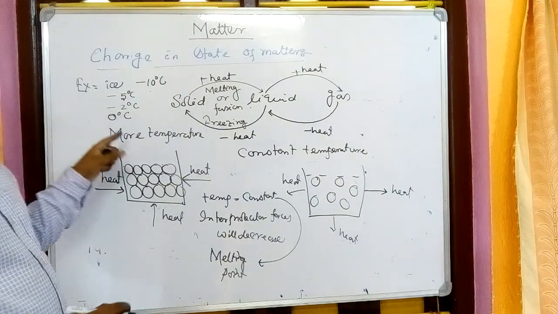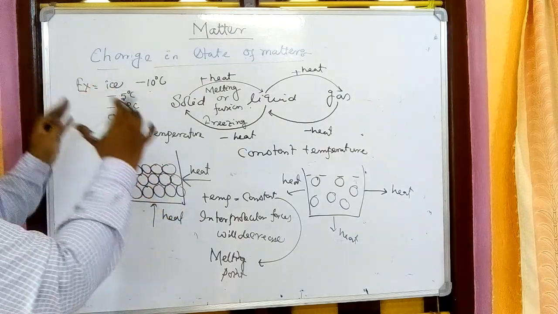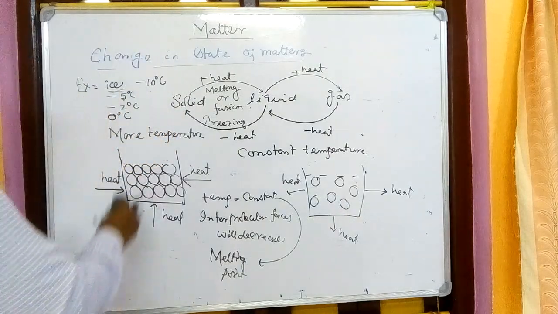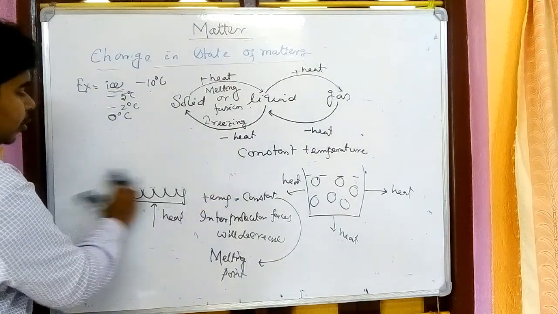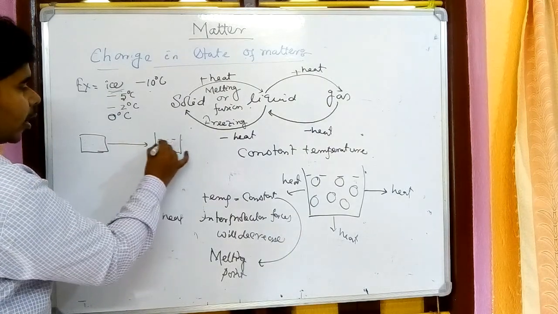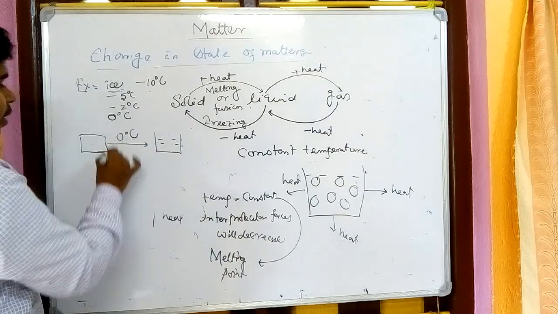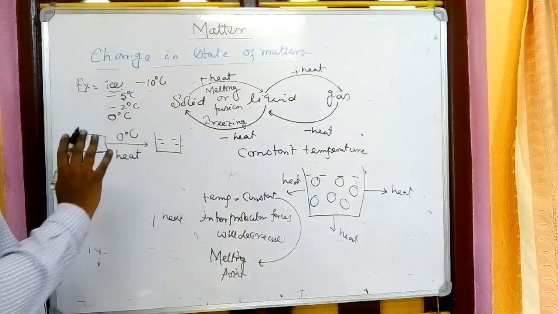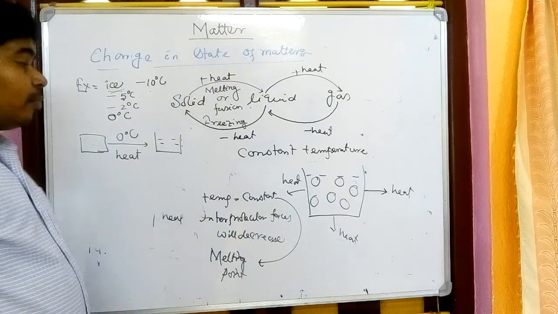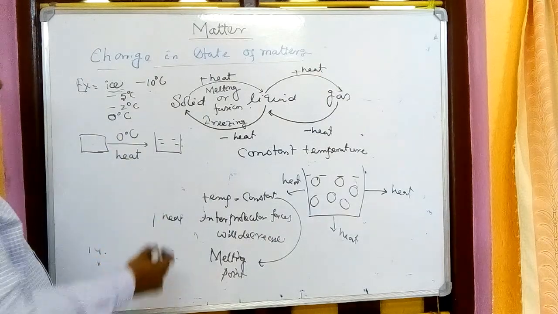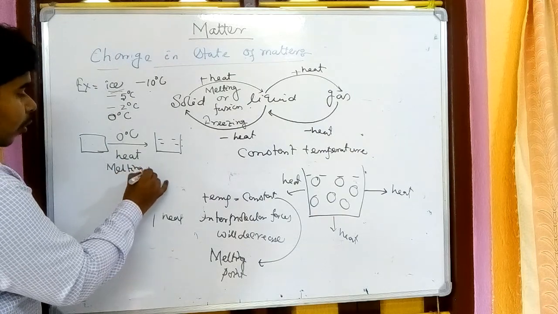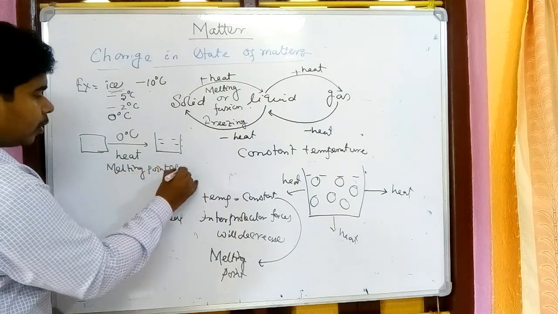Now, at 0 degree centigrade, the solid, the ice, should be converted into water. If it is an ice cube, it is converted into water at 0 degree centigrade. But the heat you have supplied, whatever heat you have given, that is not stopped, but the temperature will not rise. That temperature is known as the melting point of ice.